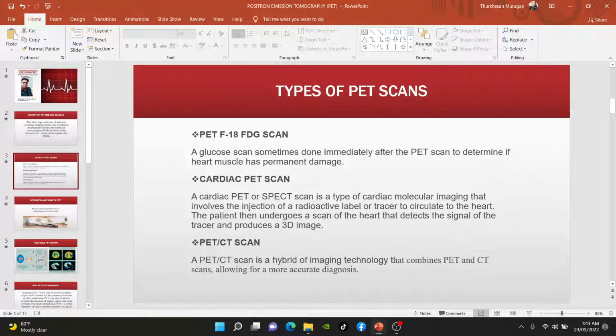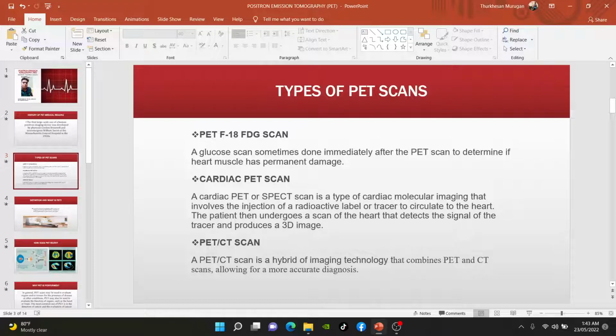So the types of PET scans, there are three types of PET scans. The first one is the PET F18 FDG scan, which is used for glucose, and can sometimes be done immediately after the PET scan to determine if heart muscles have permanent damage.